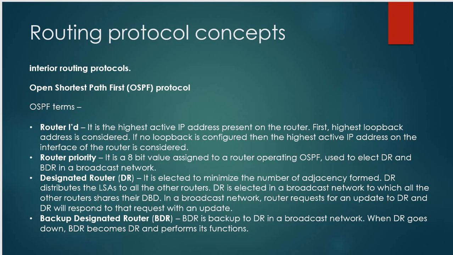This is the database. In a broadcast network, routers request an update from the DR, and the DR will respond to that request with an update. So what is the backup designated router? The BDR is a backup to the DR in a broadcast network. When the DR goes down, the BDR becomes the DR and performs its function. So these are the things for updating routing information and routing tables, and also how to back them up.